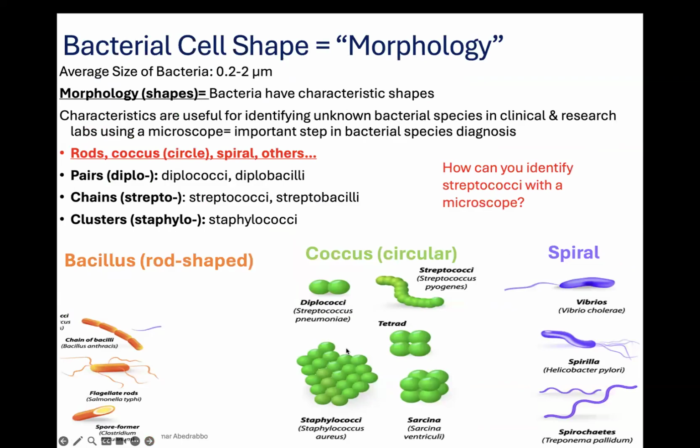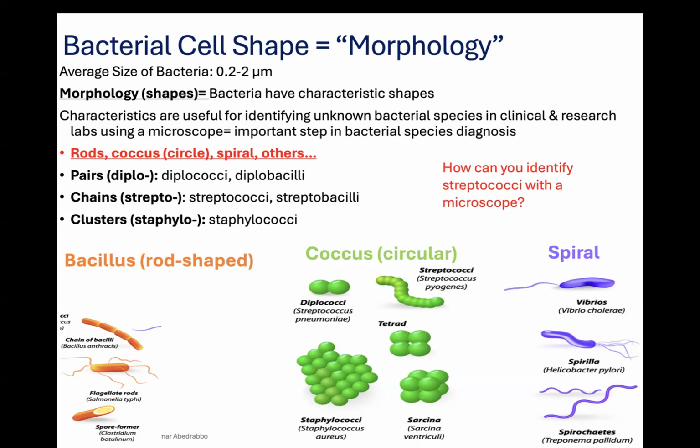And finally, we're going to talk about the morphology of bacteria. Bacterial morphology is a fancy word for shape. Bacteria are very small. They're measured in micrometers. Bacteria have distinct shapes, and these morphologies are very important in identifying bacteria, especially in clinical and research settings. Like if someone has a sore throat, you take a sample. If you look at it under the microscope and you see a specific type of morphology or shape, you might have a better idea of what type of infection they have.